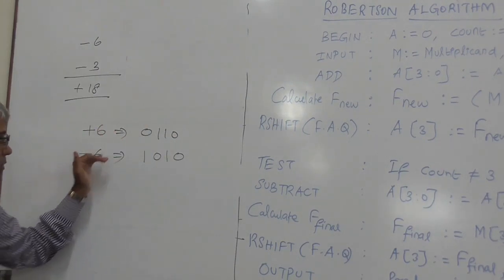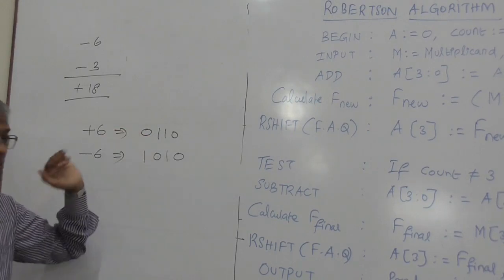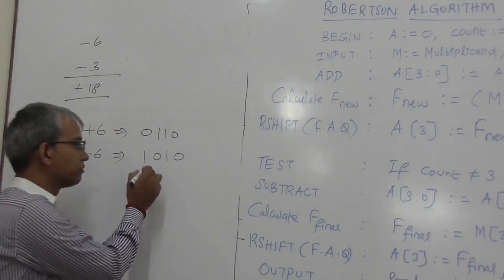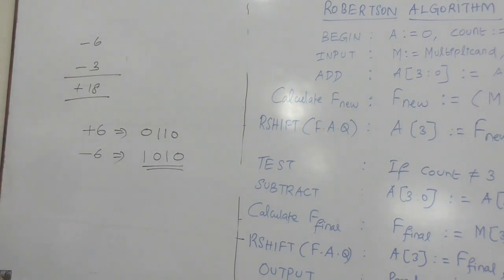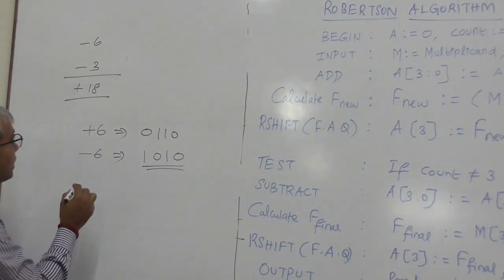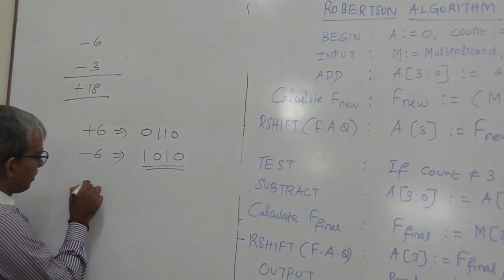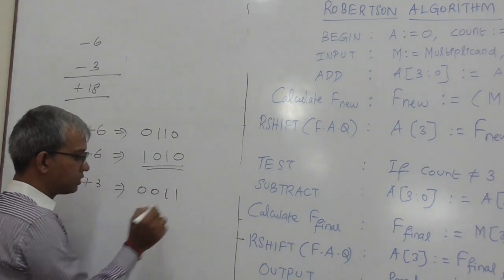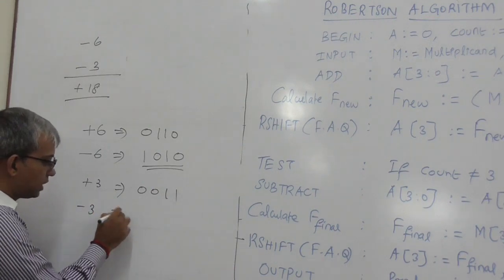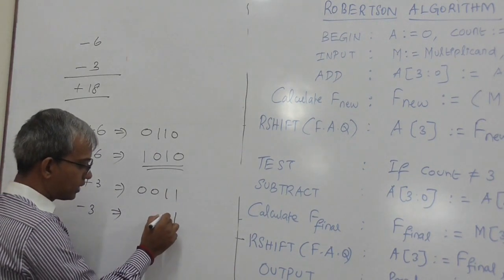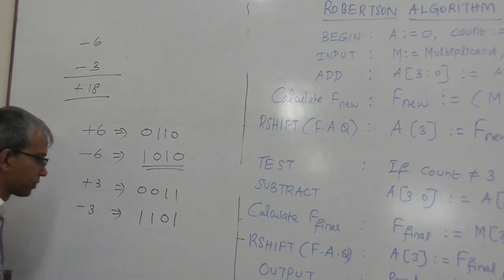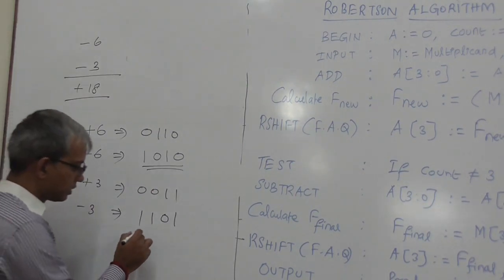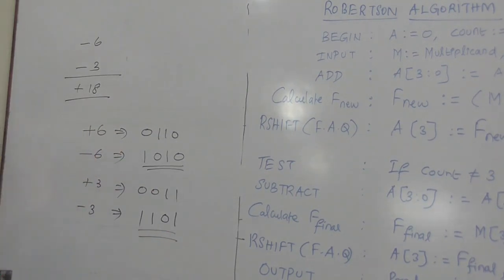If it is of negative value, first you write the positive and then take the 2's complement, and this value should be given as input to your algorithm. Similarly, for plus 3, it is 0, 0, 1, 1. If it is minus 3, then I will take 2's complement of this: 1, 1, 0, 1. Right? So my operands now here are minus 6 and minus 3.